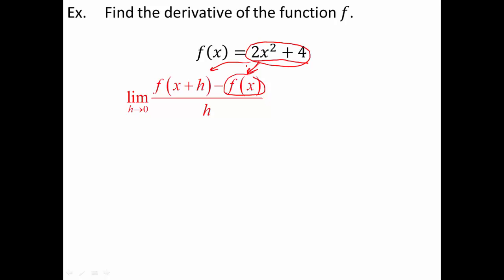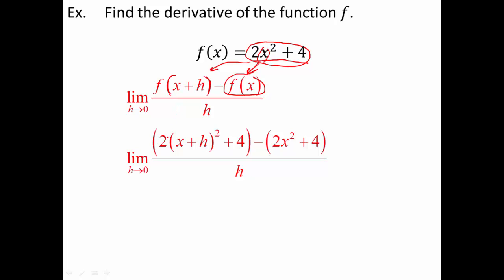For the f of x plus h, we just have to be careful. Instead of saying 2x squared plus 4, anywhere I see x, I'm going to replace it with x plus h. So what it's going to end up looking like is instead of 2x squared plus 4, it'll be 2 times (x plus h) squared plus 4 for the first part, minus (2x squared plus 4), the second part, all over h. Notice I put parentheses because it's following a subtraction sign and I want to make sure that I'm subtracting the entire polynomial, not just the first term.